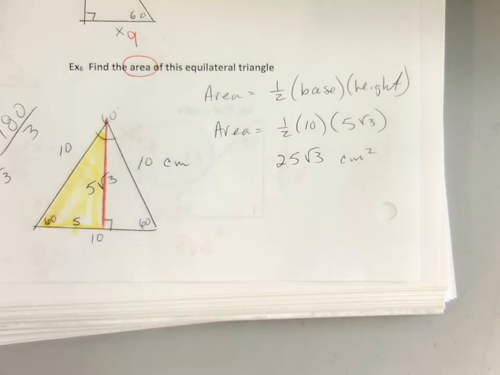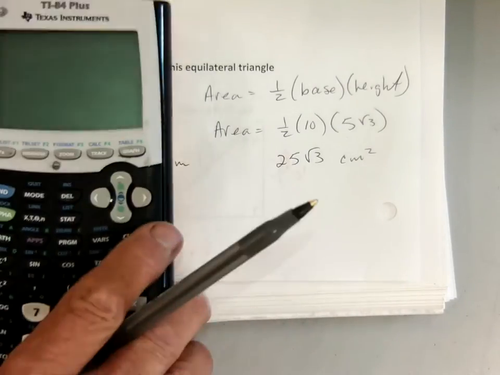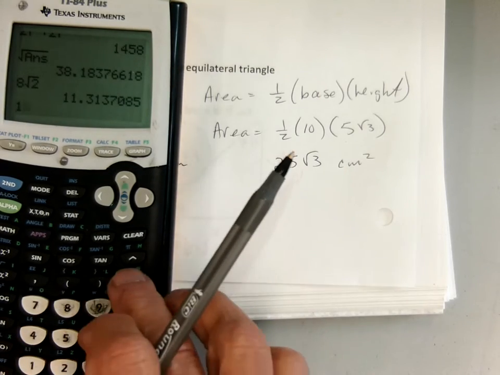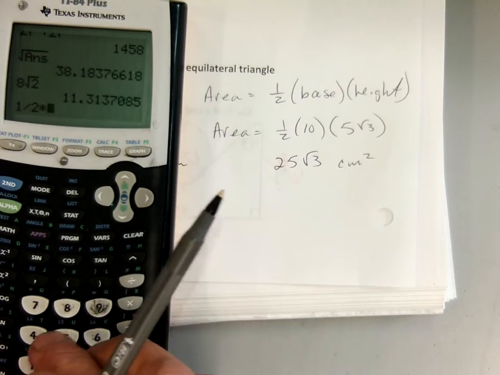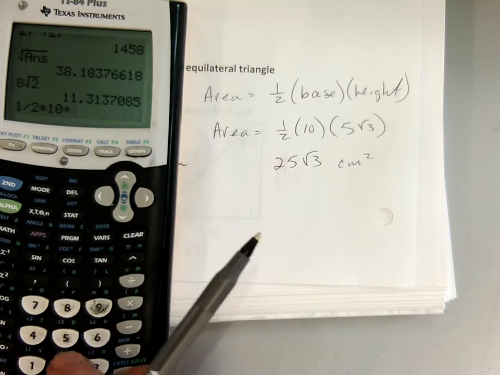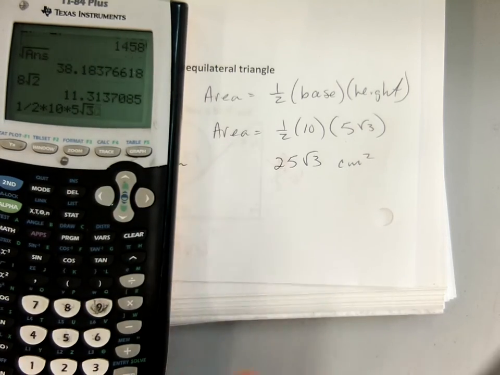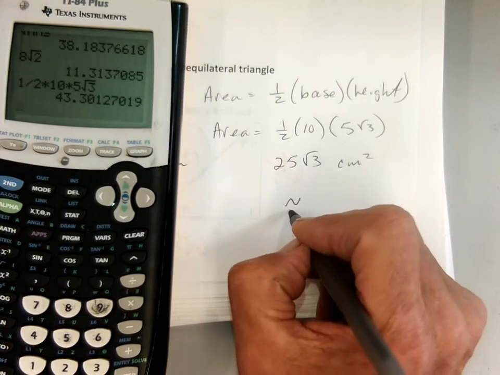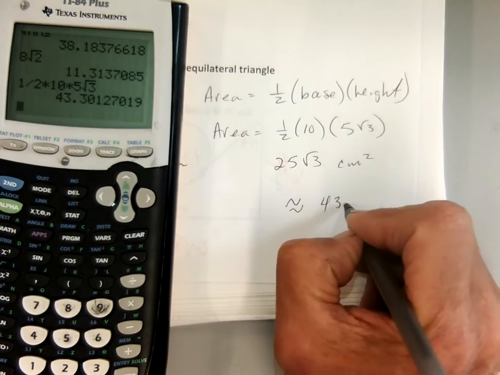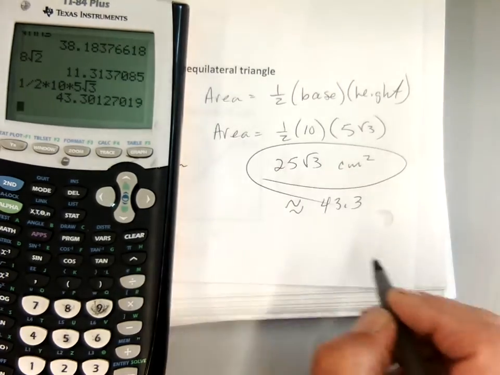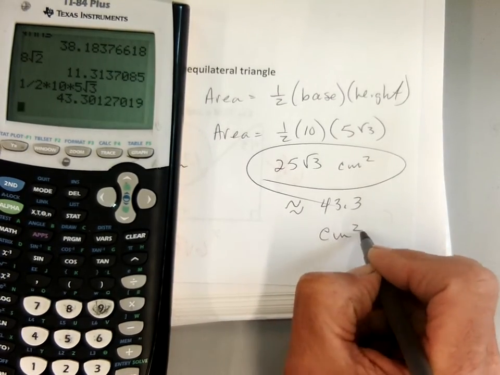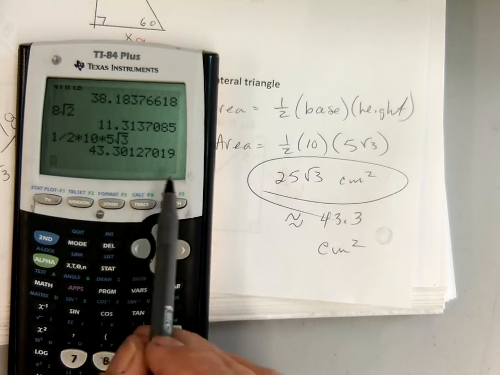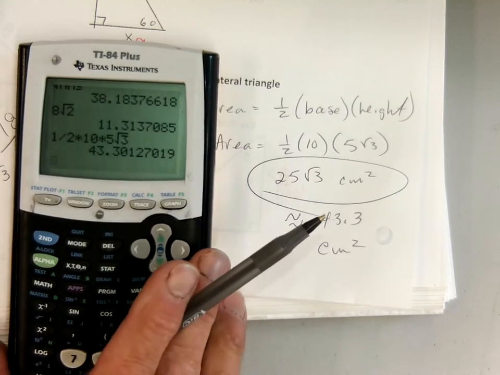Or you can just give me a decimal. Decimal's okay also. You can say, well, gosh, Mr. Davis, what's 1/2 times 10 times 5 times the square root of 3? Or you get an answer about 43.3, okay? Or approximately equal to 43.3. But I like this answer better. It's nicer. It's not as messy, okay? Sometimes you need this answer if you're trying to actually build something or make something.